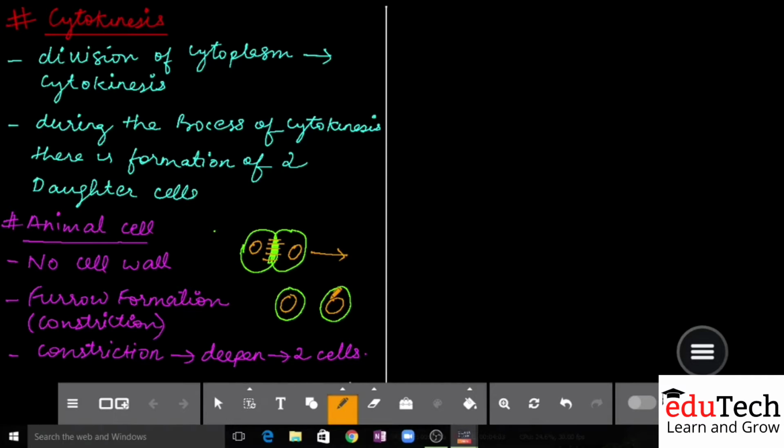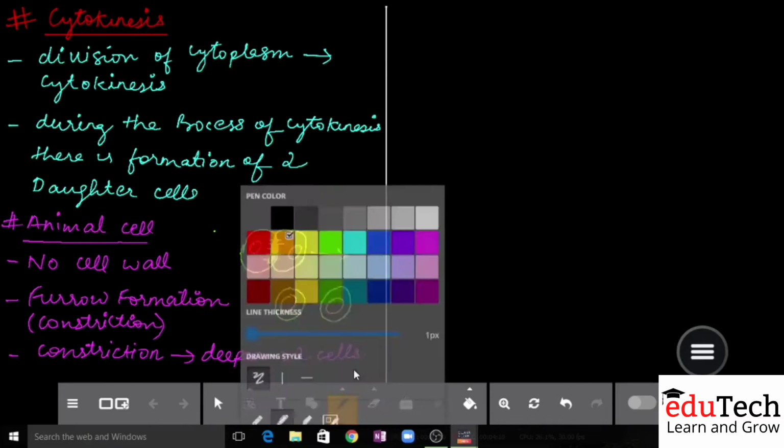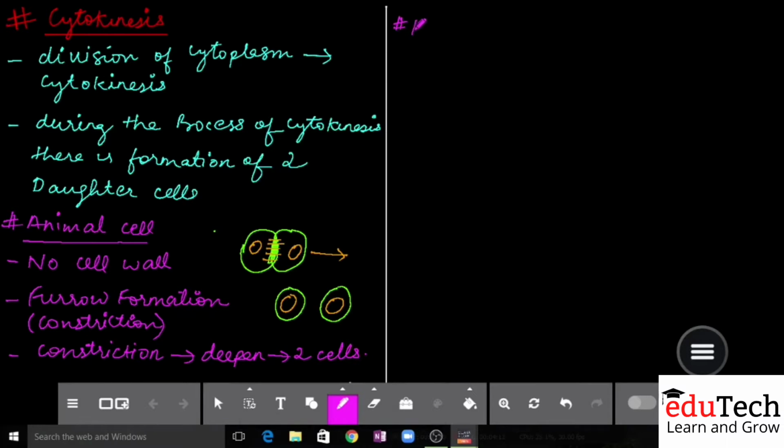Animal cells, now when I talk about plant cells, okay, when we talk about plant cells, now see, the process is a bit different. Okay, there is presence of cell wall. Yes, there is presence of cell wall, and when you compare to animal cells, it is very true that in plant cells, because of the cell wall, you cannot form a furrow. There is no scope of formation of any depression.